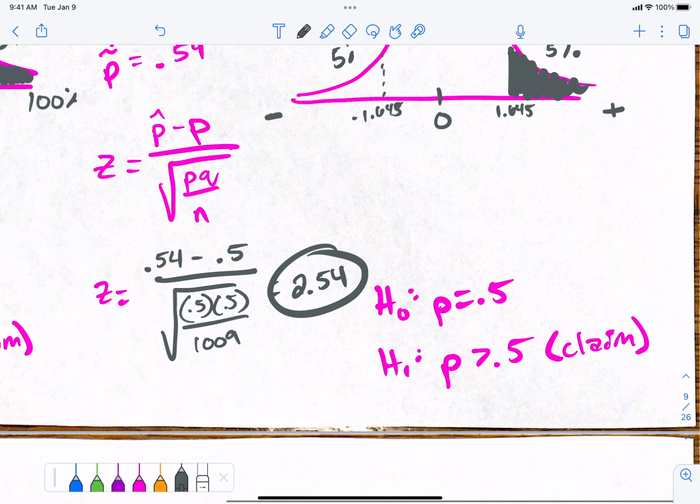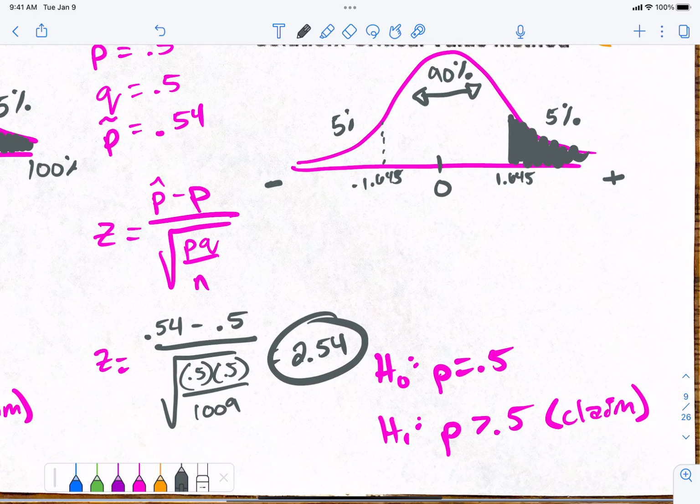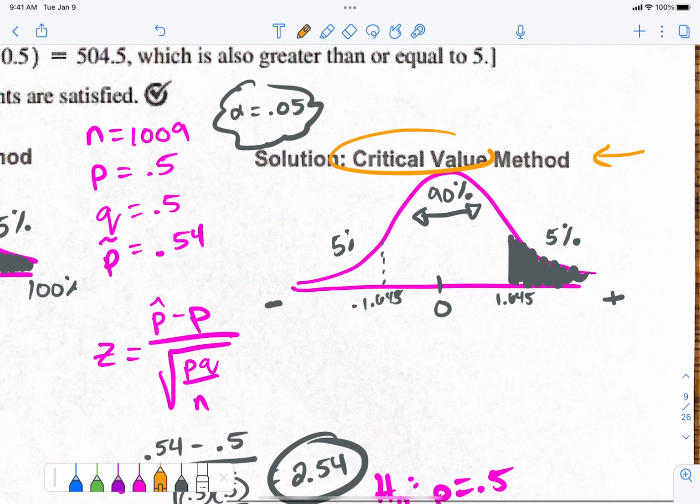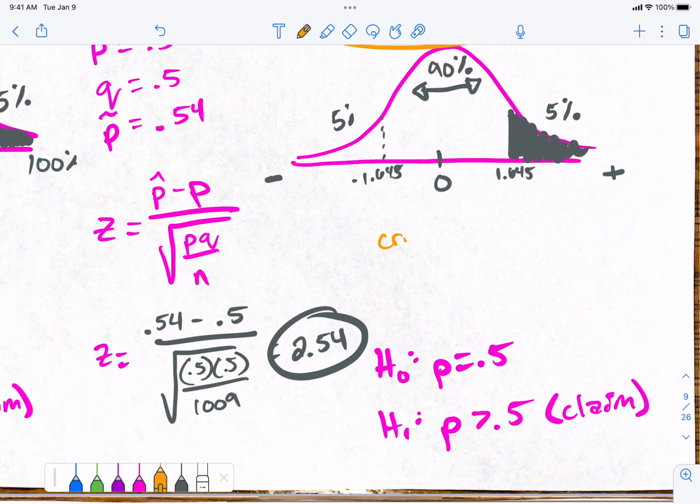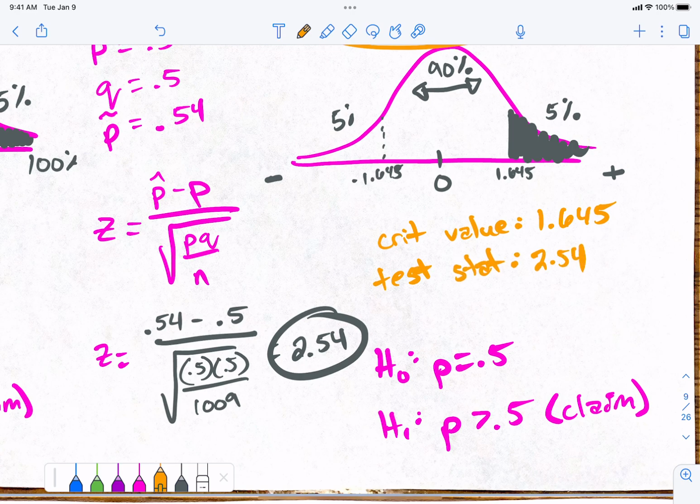I'm going to go over to here and write some things down. When they have you do this problem and say the critical value method, they ask what the critical value is. What is the critical value? 1.645. The test statistic, or test stat, is 2.54. Those are the things they're asking for. The critical value is what we're comparing to, and my value is the test value.